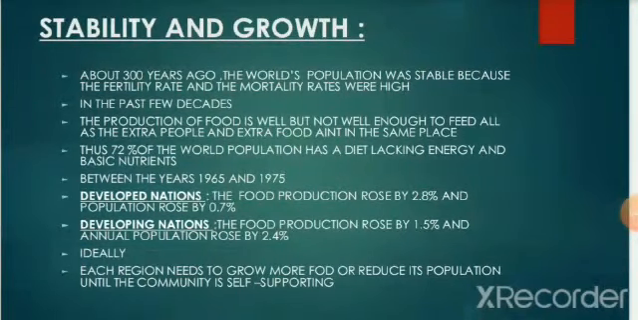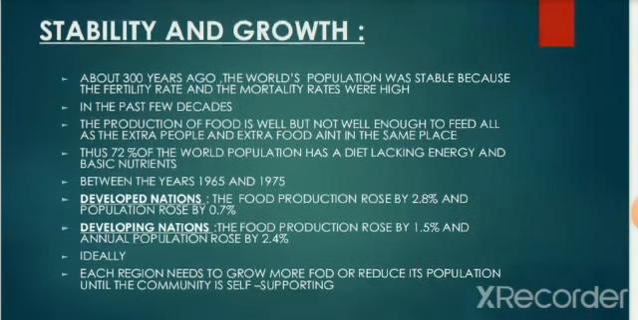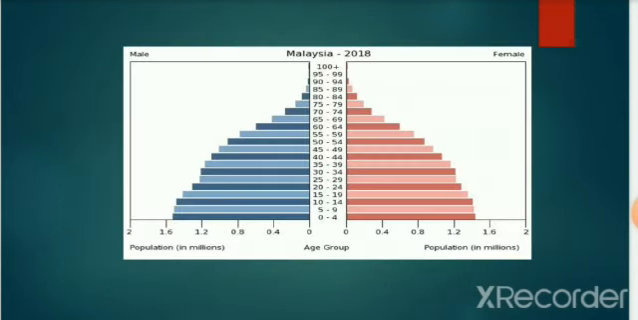compare developed and underdeveloped nations, we would realize that the stability and growth in developed nations is much more than in developing nations. The food production is more in developed nations than the population. But in developing nations, the underdeveloped nations produce less food and are more populated. So if we study the ideal cases, we would recognize that each region needs to grow more food or reduce its population until the community is self-supporting.